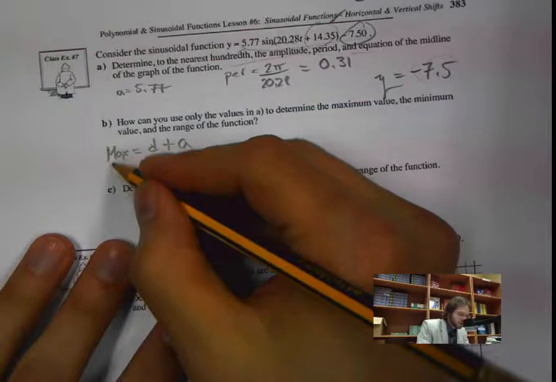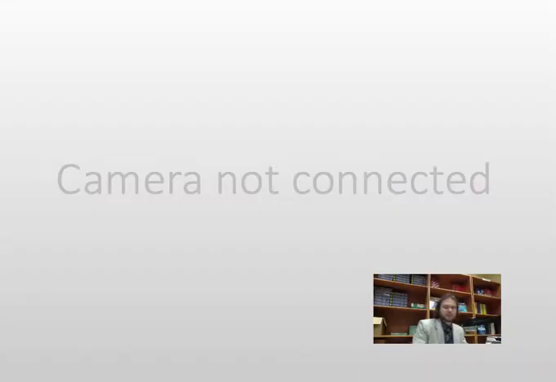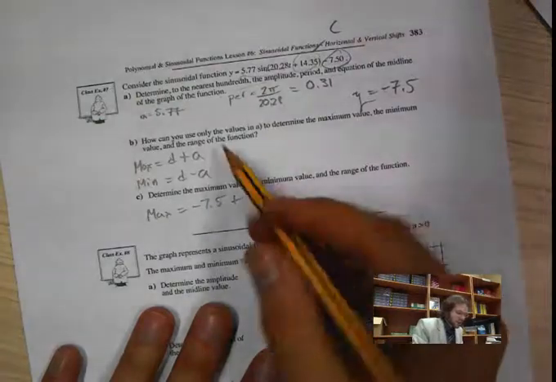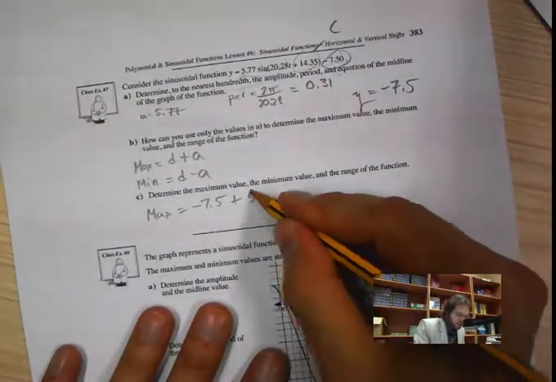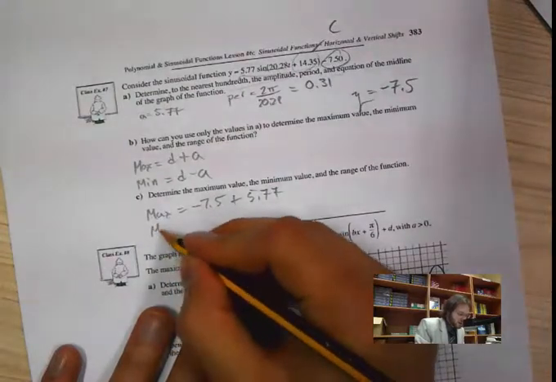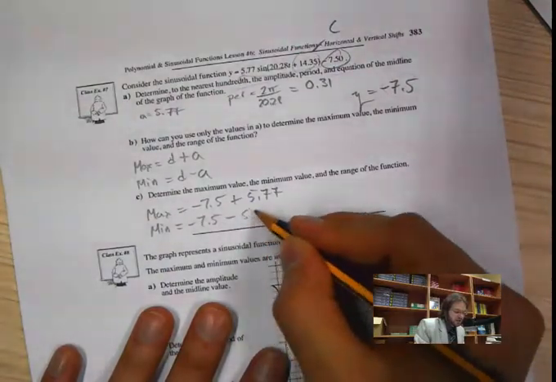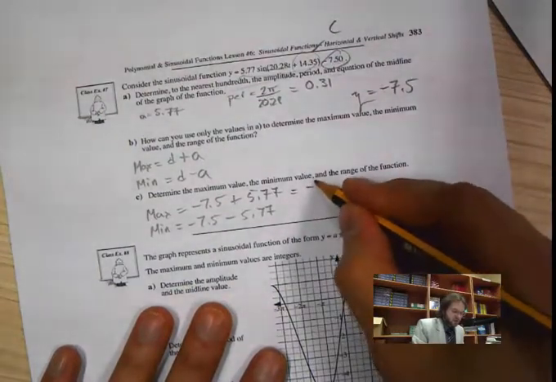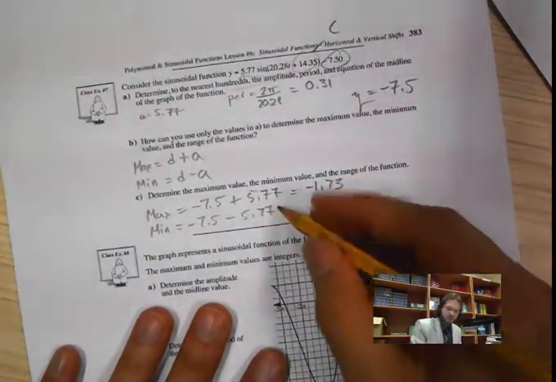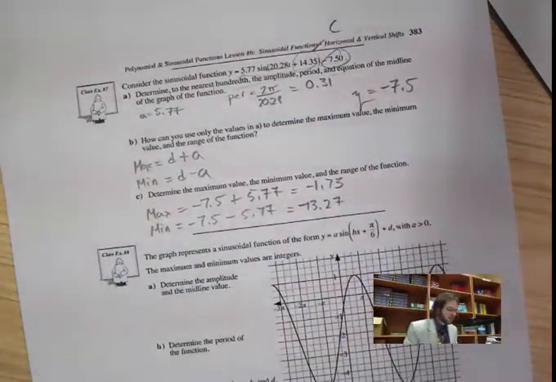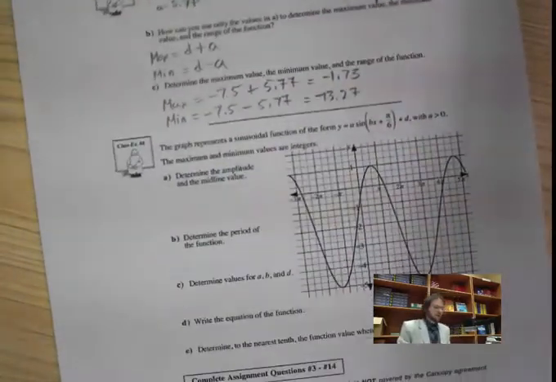So if I put this in my calculator, my max is equal to -7.5 plus 5.77. And my min is equal to -7.5 subtract 5.77, which will give me a total of -1.73, I believe, and -13.27. Okay?